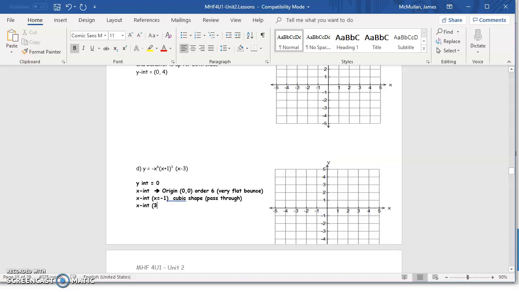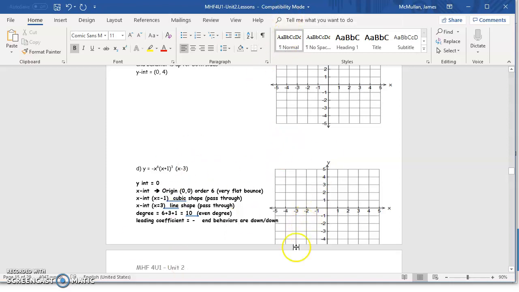Finally, there's an x-intercept at x equals 3. And this will just have a line shape, so we'll pass through cleanly. If I look at the end behavior, the overall degree of this function, let's think about it this way. It's an order 6, an order 3, and an order 1. So we add all that together, we get 10. So it's degree 10, which is even degree, and the leading coefficient is negative, so our end behaviors are down and down. We're expecting both sides to go down.